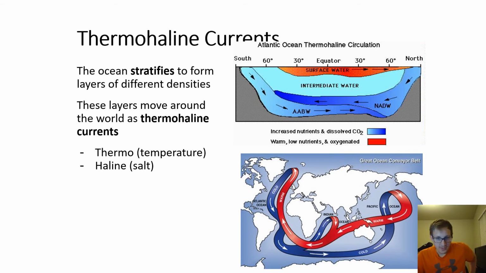Okay, notice the cold water. Actually, let's say the warm, low nutrient and oxygenated water is the red water. That's the surface water up there. You increase in nutrients as you go down because of how much salt they have. And we'll talk again about that here in a couple of slides when we talk about upwelling. But it's important to know that as the circulation goes, they circulate the salt upward as well to get more nutrient-rich water as well.